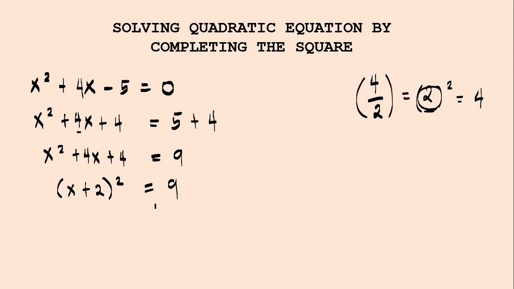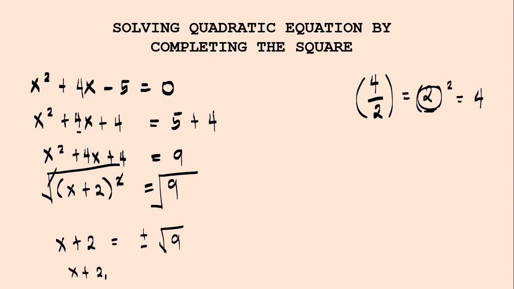Okay, so now, x lang yung kailangan natin. Pwede na natin kunin yung square root. So, kunin ang square root ni x plus 2 squared, kunin ang square root ni 9. So, cancel si square root, cancel si squared. So, we have x plus 2 is equal to positive, negative square root of 9. The square root of 9 is 3.